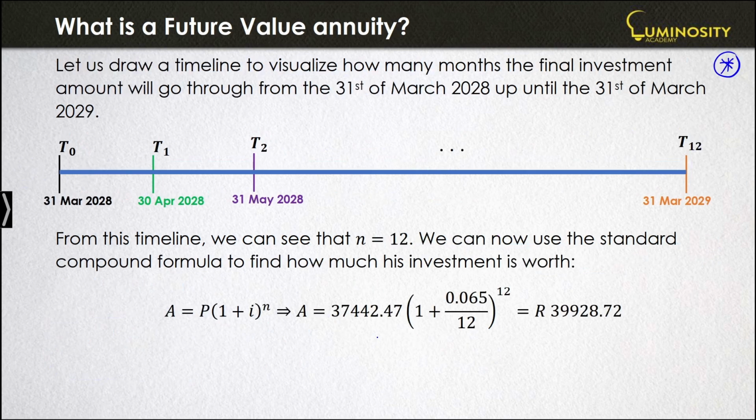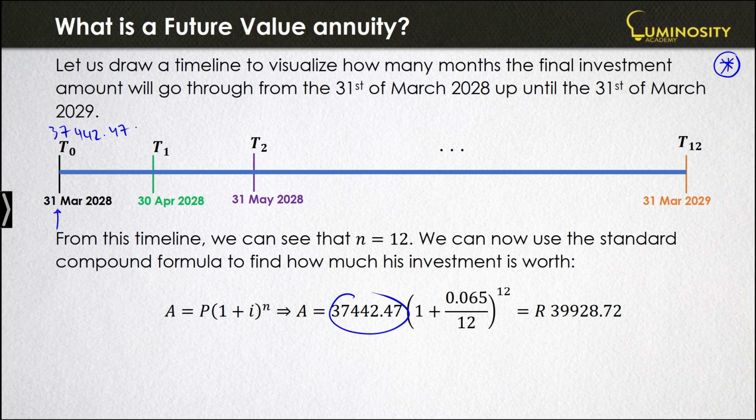Okay, and we want to actually know now, if he doesn't invest any more 500 Rand every month, he just lets that final amount sit until the 31st of March 2029. Well, the 31st of March 2028, that's when he made his last investment. So that's going to be our T0. So that's going to be this amount here. So at T0, we currently have 37,442 Rand and 47 cents.